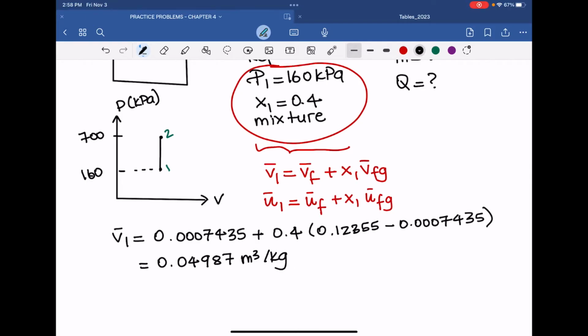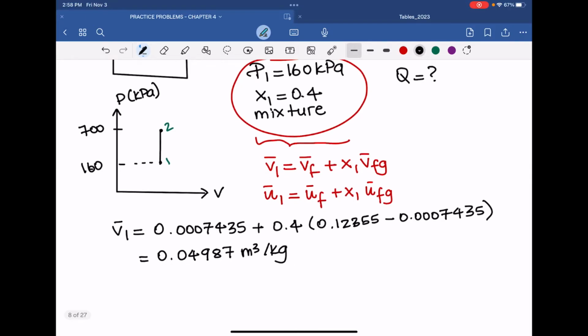We found specific volume. Do the same thing with U1. I'm just gonna write down the answer. You can do it now. It is 107.19. Okay, so we just have the answers for specific volume, and then the internal energy.